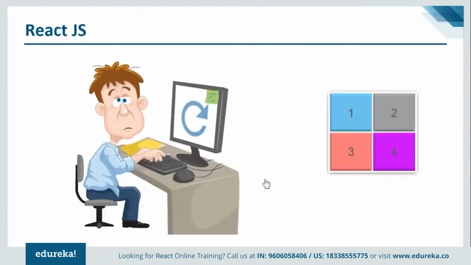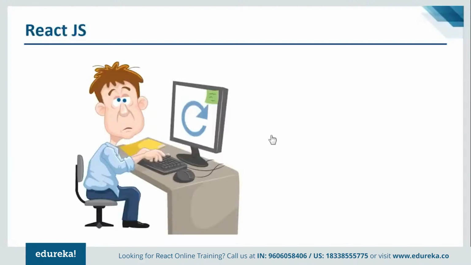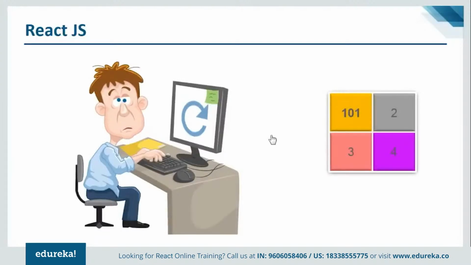Let's take another example to understand this. Suppose this is our application in which we have 4 blocks: 1, 2, 3, 4. Suppose there is a change in block 1 from the backend. But in order to see those changes, we had to reload the entire page and then only we can see the changes. Now as you can see, after reloading, the 1 became 101. So guys, this is where ReactJS comes into the picture.